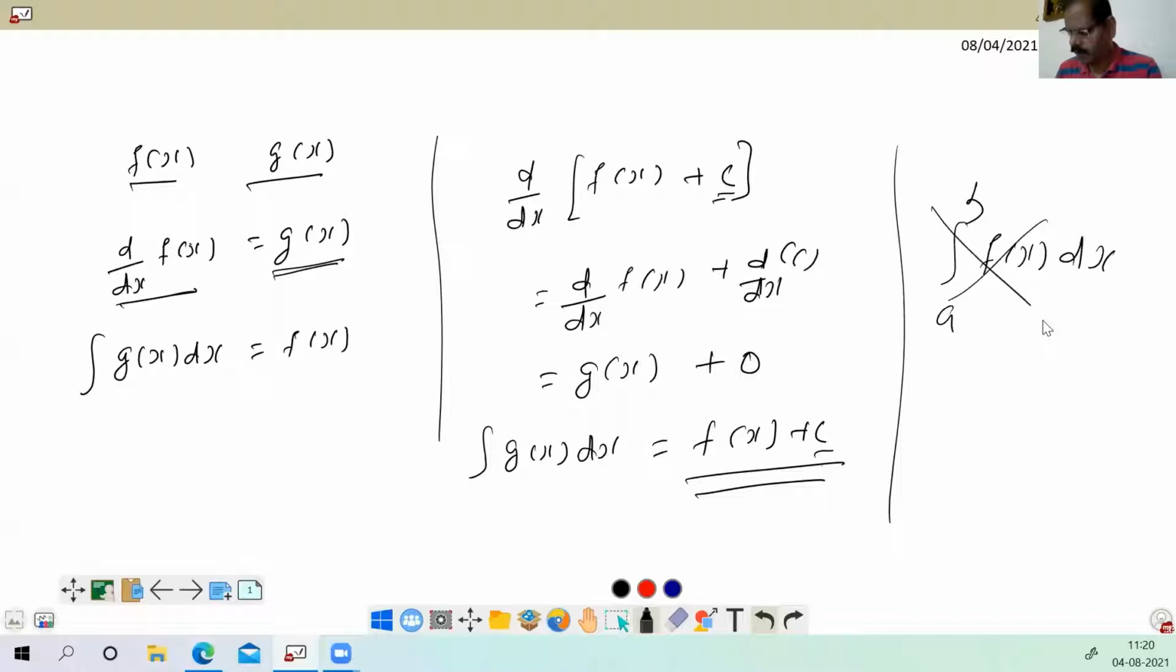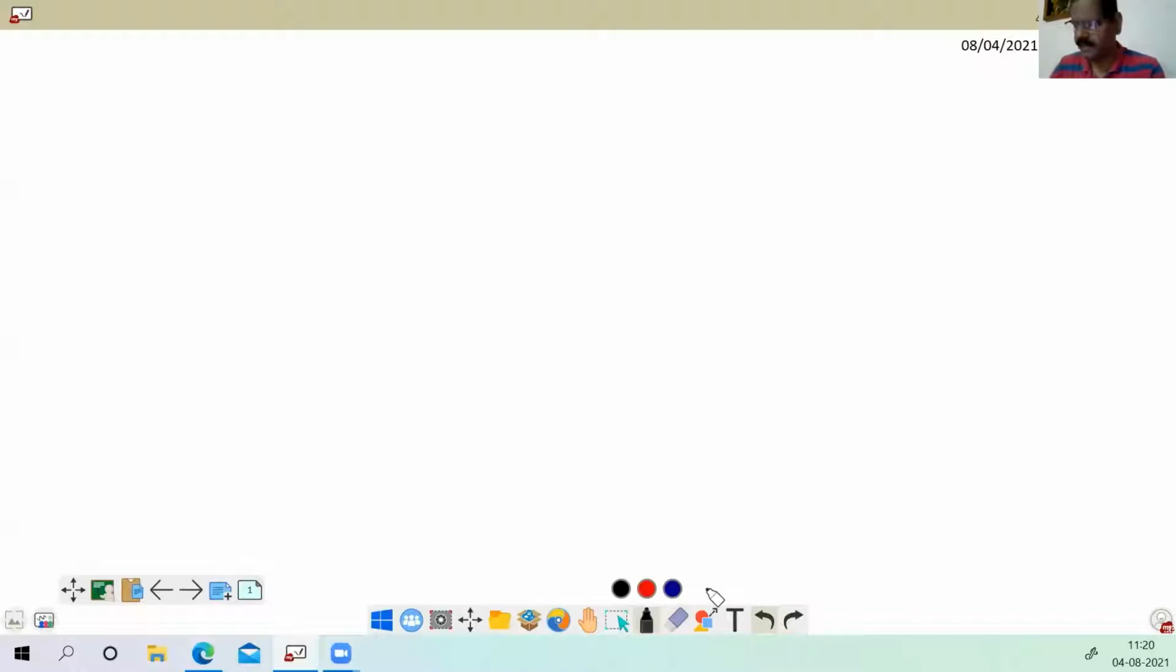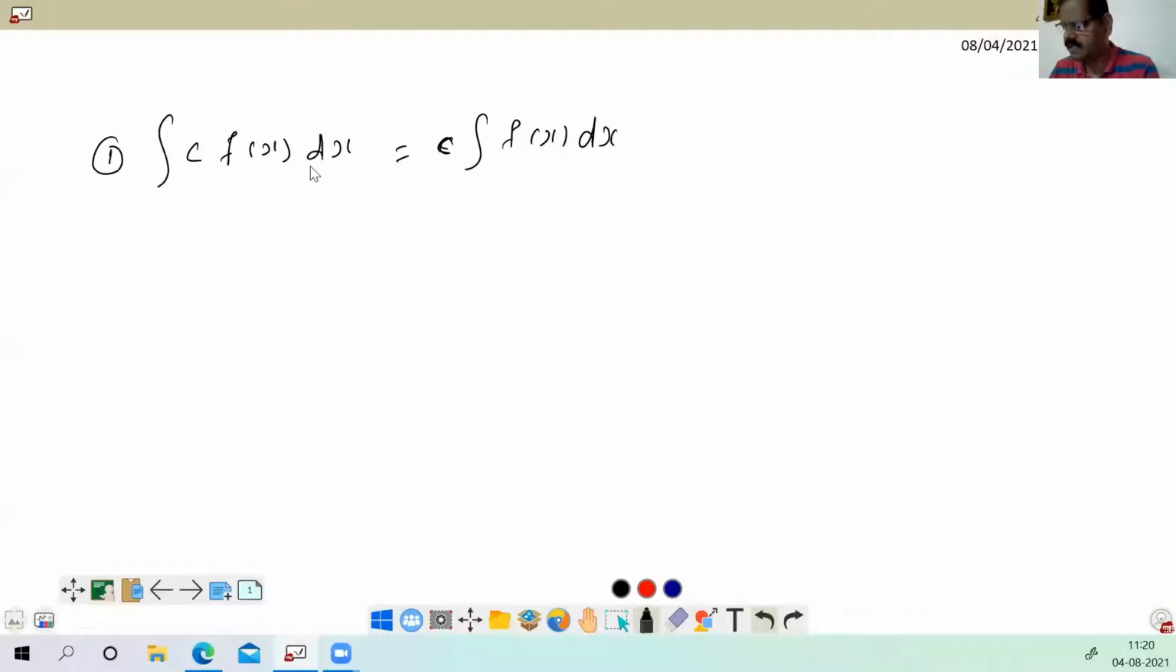There are only two basic rules of integration. One is, if c is a constant and f of x is a function of x, then integral c into f of x dx is equal to c into integral f of x dx. That is, the constant can be taken out from the integral.